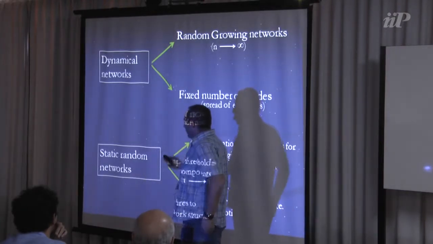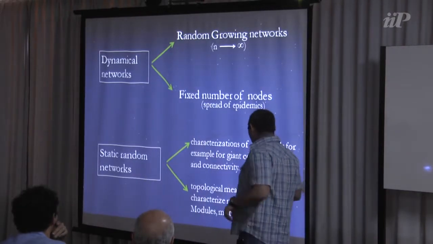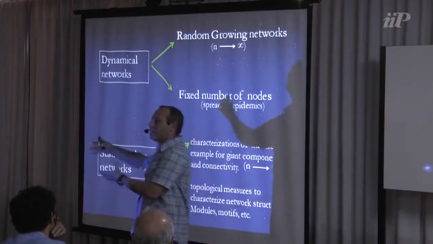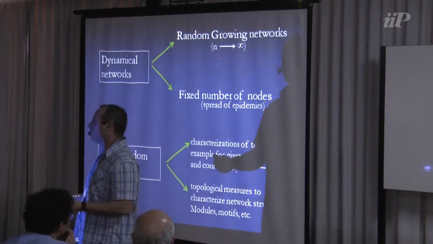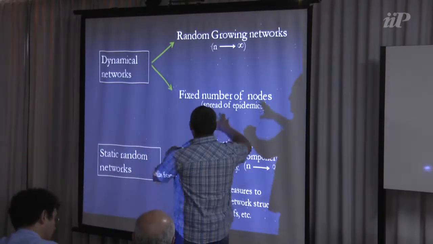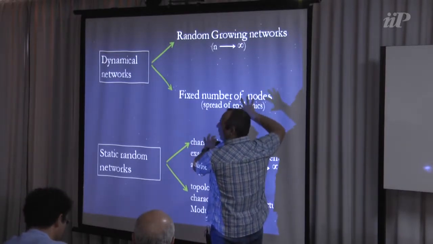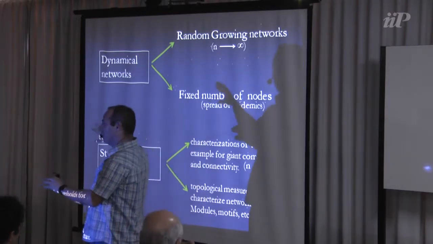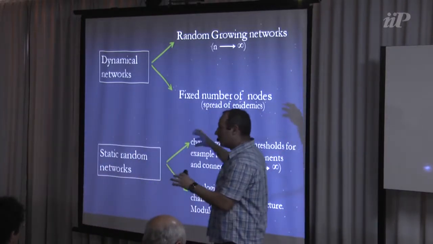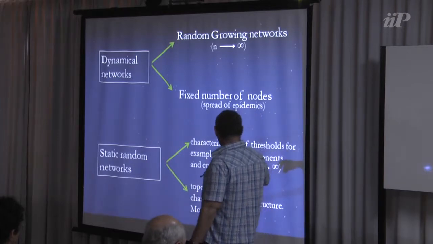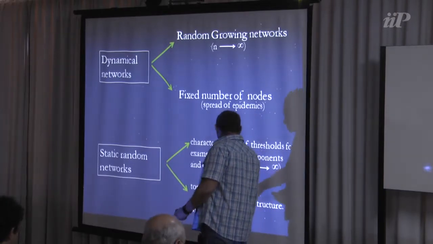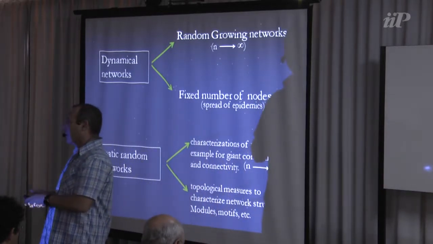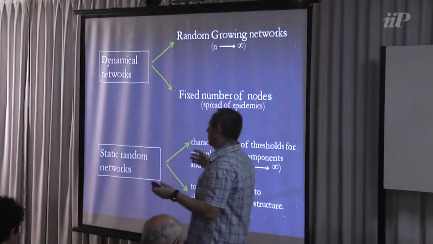When you have static random networks, there are two types of problems. One is, okay, here's the network, characterize it. And there are many things to do. For example, I want to describe whether the network can be separated into modules. How can I do that? What is a nice algorithm to do that? Because working with networks is difficult. Or for example, what about motifs, some part of these networks, and how they repeat in the big structure.